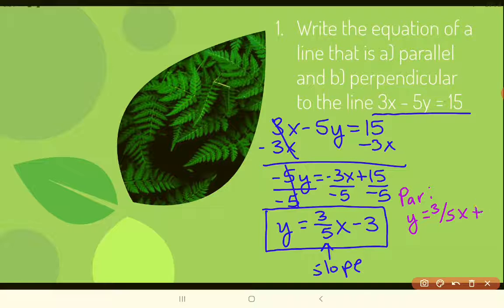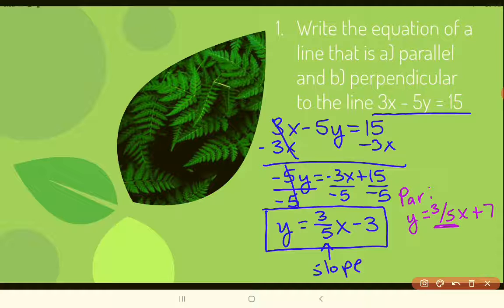You can do plus 7. You can do minus 1,000. You can do plus 348 million if you want to. All that matters is the slope has to be the same. So there's an example of one parallel line. Okay? Yours, if I ask you to write a parallel line, could be much different than someone else's. But what has to be the same is the slope.